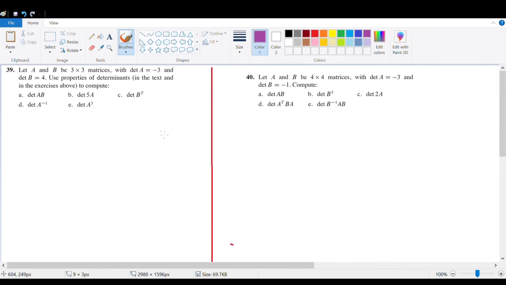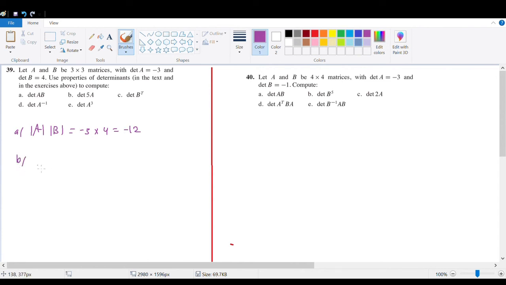In 39, let A and B be 3 by 3 matrices with determinant of A equal to minus 3 and determinant of B equal to 4. Use properties of determinant in the text and in the exercises above to compute. The first one, a, is determinant of AB. It is equal to determinant of A multiplied by determinant of B, where determinant of A is minus 3 and determinant of B is 4, so this is minus 12.